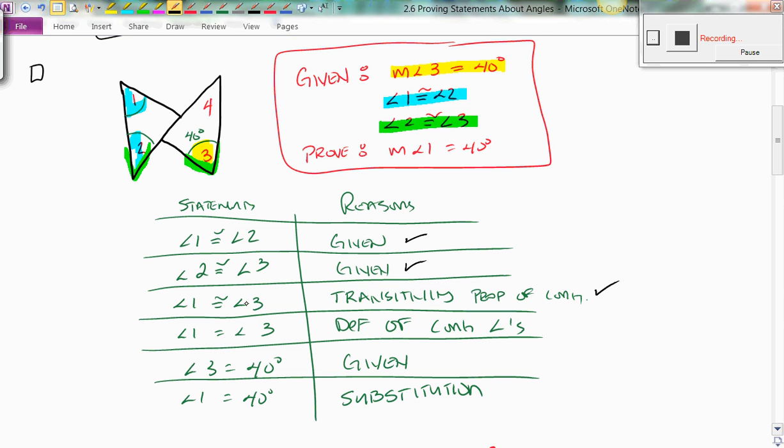Now, if angle 1 is congruent to angle 3, then angle 1 is equal to angle 3, that's the definition of congruent angles. And then since we know that angle 3 is equal to 40 degrees, we can substitute it back in to get that angle 1 is equal to 40 degrees, by substitution. So there was the first proof that we did.